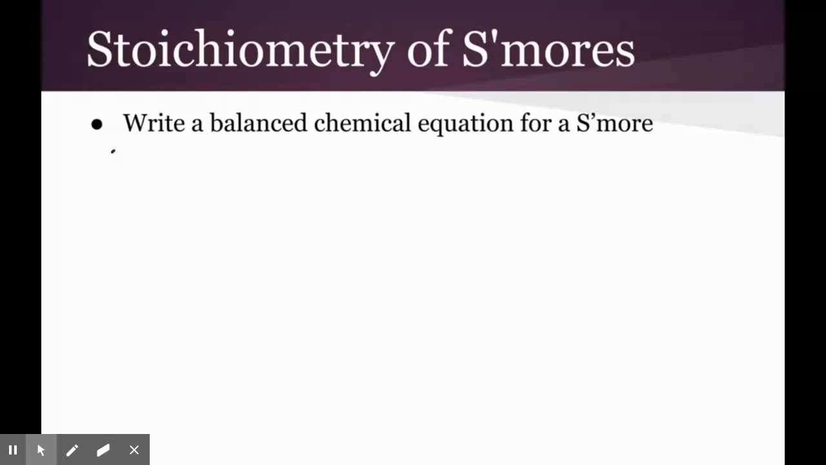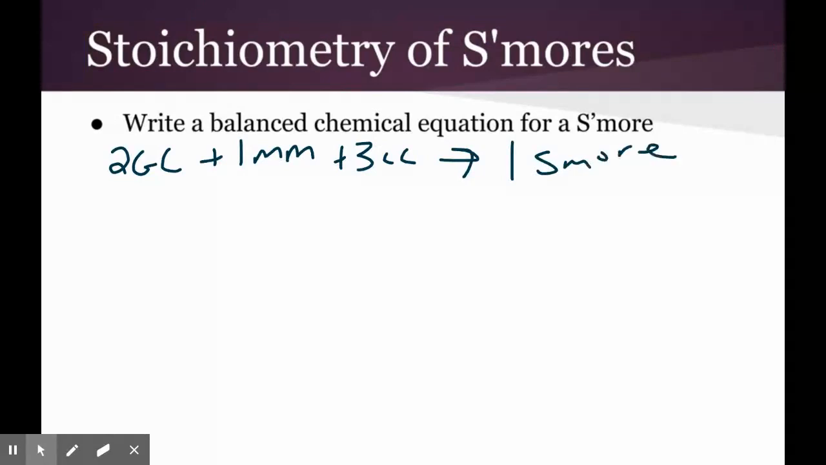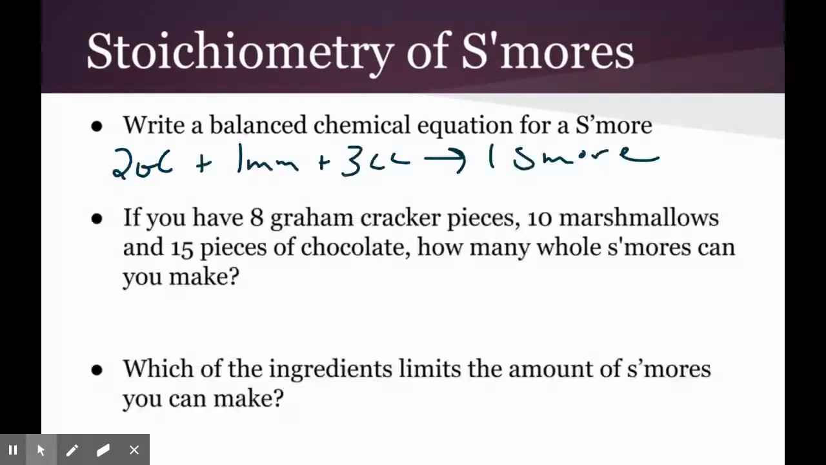So you would need 2 graham crackers plus 1 marshmallow plus 3 pieces of chocolate. And all together that will give you 1 s'more. So now that we have a balanced chemical equation for our s'more, we want to look at this problem.